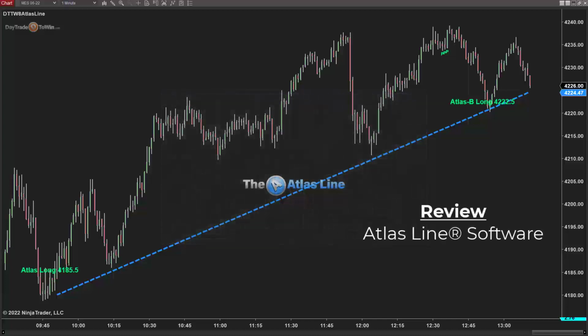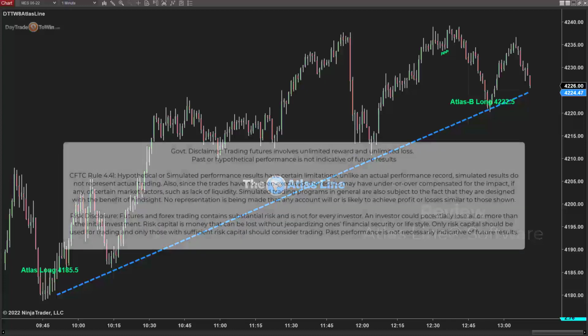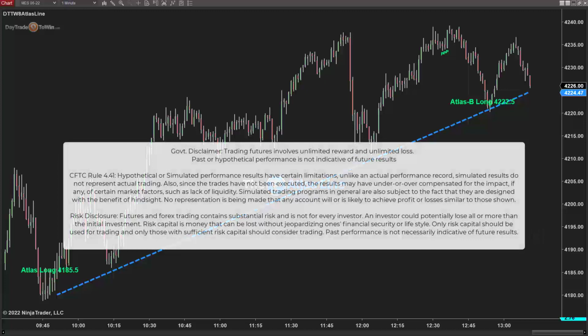I'm going to show you the E-mini, the NASDAQ, and the crude oil, all using the Atlas line and the results for today. Before we begin, remember that trading is risky. Please let's not trade with funds we cannot afford to lose. Talk to your broker. Understand there are risks involved with trading.